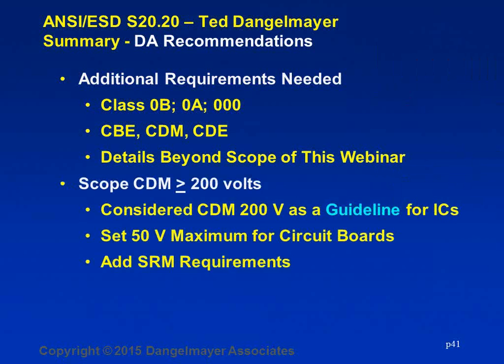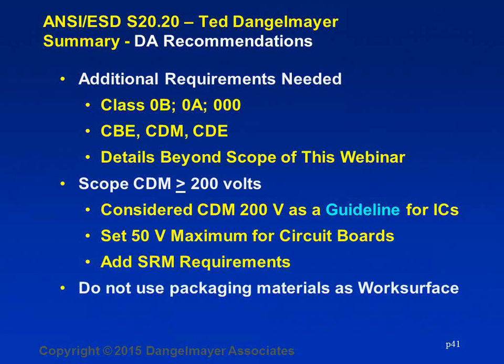You saw the scope changes. We've talked about them, and one of the things that we're recommending is that you consider the 200-volt limit in 2020 as a guideline, and especially for circuit boards, set a maximum allowable potential of 50 volts, rather than something higher than that, like the 200 volts, which is a high risk for a circuit board. And again, add surface resistance requirements for complete coverage of CDM protection. And we do not recommend using packaging materials as a work surface.